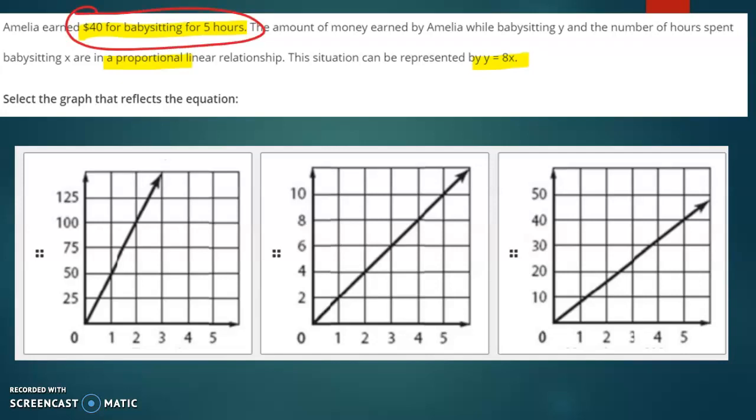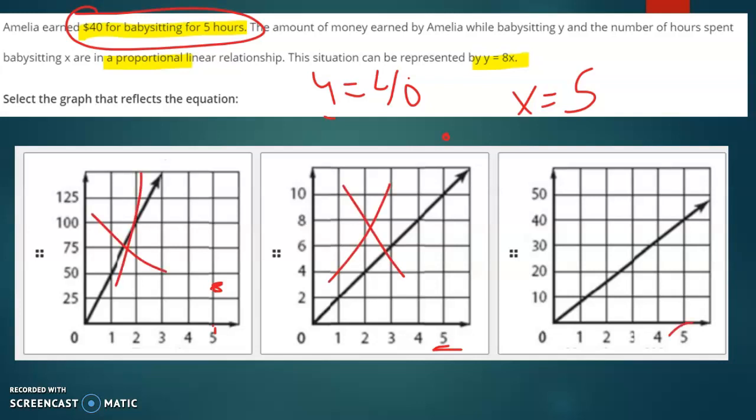Understand when they do it like that, it is the y value first. So y is 40 when x is 5. So I'm going to go to my 5 on my graph, and I'm going to the 40, and I'm going to put a point to see if that line goes through that point. It does not. I go 5 on this graph, I go up to 40, way higher than that even on that graph. This one does not work. This one does not work.